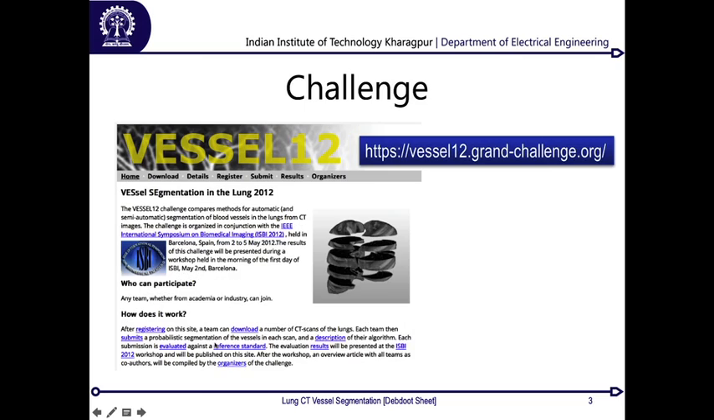Now, let us enter into what this challenge is all about. It is called the Vessel 2012 challenge, and you can find it on Grand Challenges. This is the URL where you can point to, and if you look carefully there, it is called vessel segmentation in lung 2012, and this was held at ISBI 2012 for the purpose.